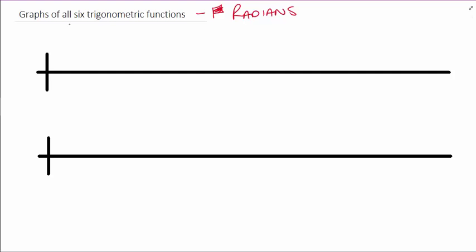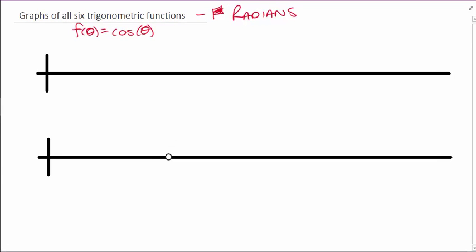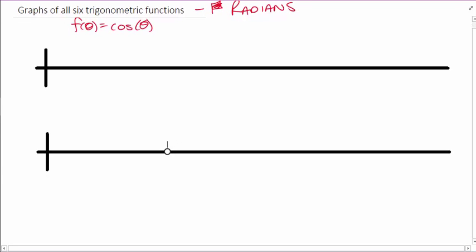So the function I'm going to work with is f of theta, which equals the cosine of theta. But instead of theta, we'll likely just use x, and we'll likely just say f of x, which equals the cosine of x. I'm going to start with the table of values. I'm going to find my x values and my cosine of x values, which is my y values. I'm going to start at the big ones. So I'm going to start at 0 radians, and I'm going to finish at 2 pi radians.